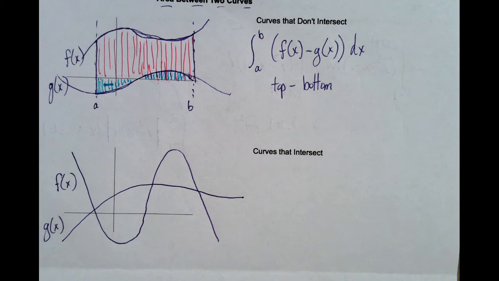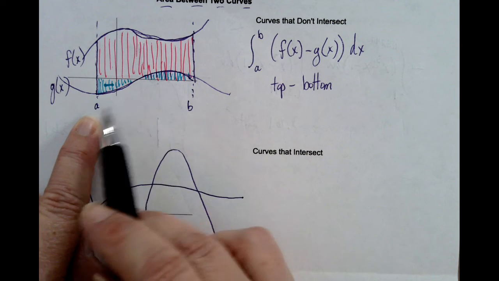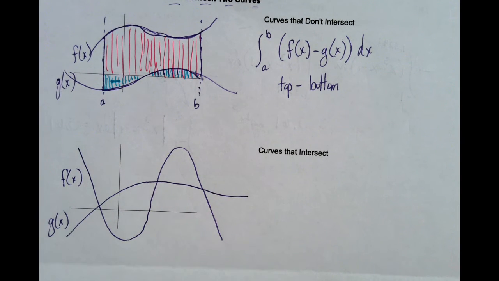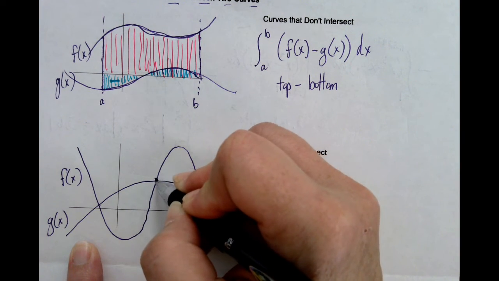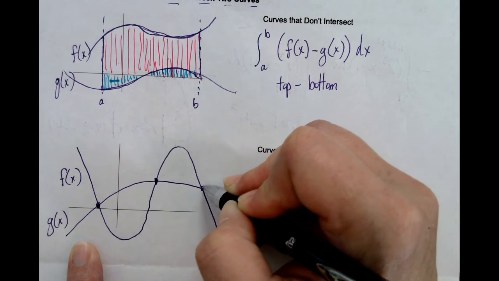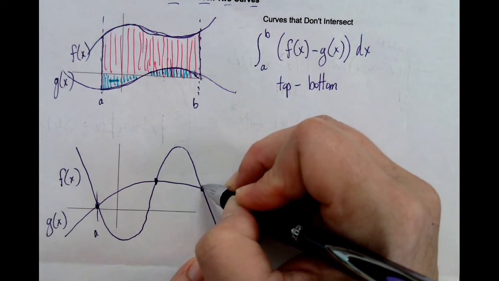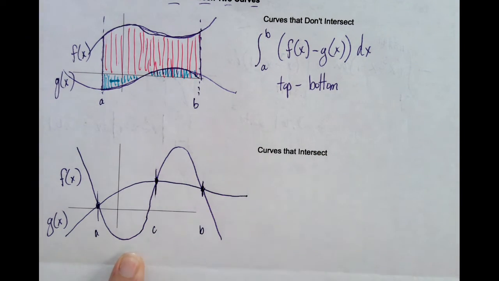I may or may not be given how far to go with the area from A to B. Here I might not be given those numbers. I would need to find where they intersect. I'm going to call this x value A, and this x value B, and this x value C. Are y'all okay with that?